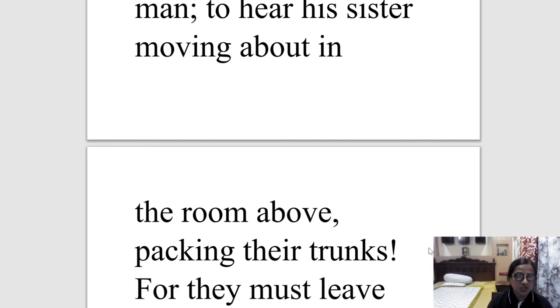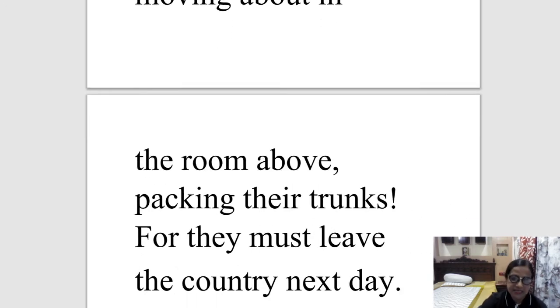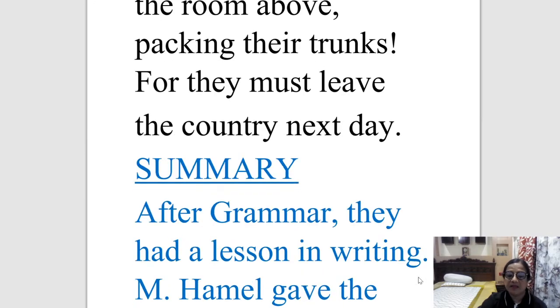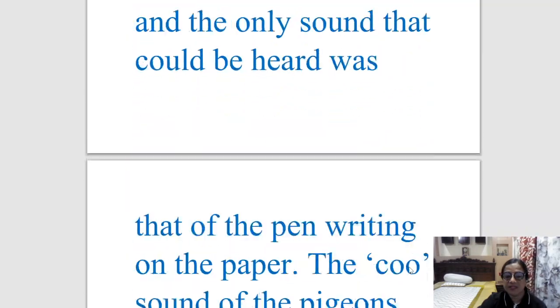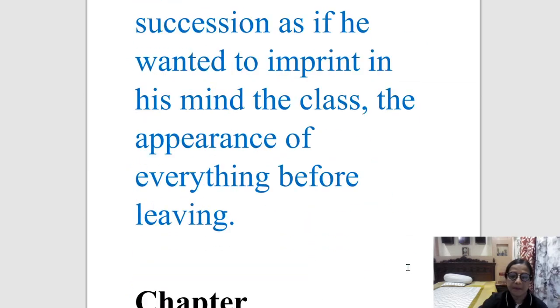Okay. So here you see that M. Hamill was actually looking at everything, and his sister, who was upstairs in the room, she was packing the trunks. Trunks, what are trunks? Huge boxes to take the things from there, because they had to leave the next day. At school they had to leave. They had to go to some other place because that place was occupied by Germany. Or they must leave the country next day. So you can refer this summary, students.